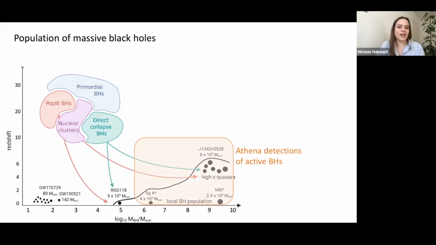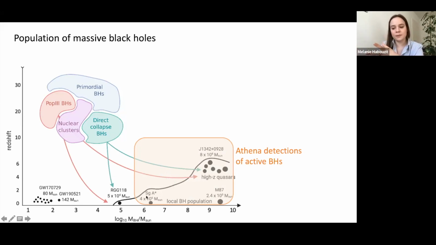And Athena will be actually key to do this. So this is the parameter space of Athena. Athena will see the active black holes, and we will really target black holes that have lower masses, but also at higher redshift than what is possible today. So you see here that we nicely extend the current limit that we have today with observation.